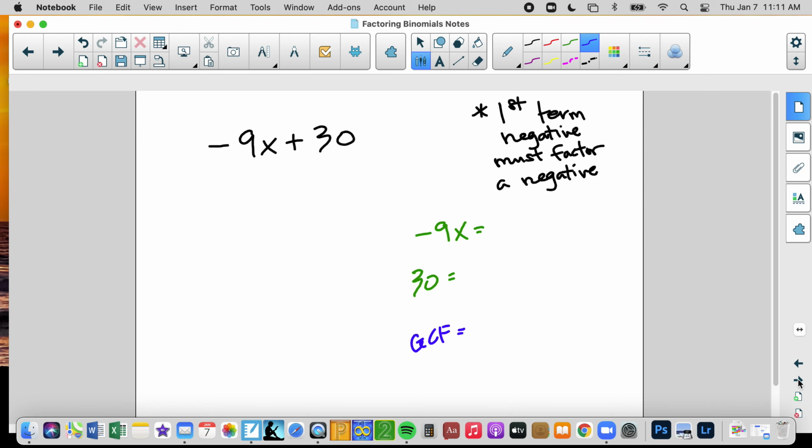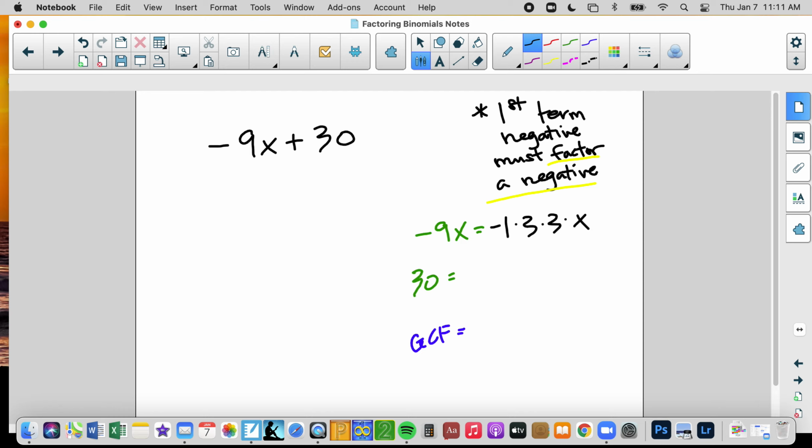Our other tricky one is when our first term is negative. Whenever we're factoring, we don't want to have a first term negative. So what we want to do is factor out a negative. So we must factor out a negative. And that's easy when we look at negative 9x because we have negative 1 times 3 times 3 times x.